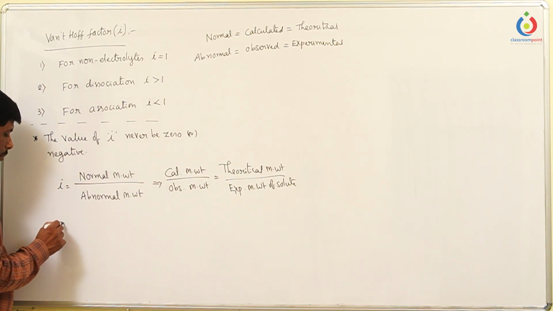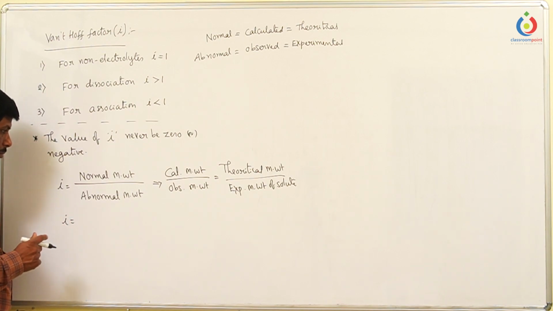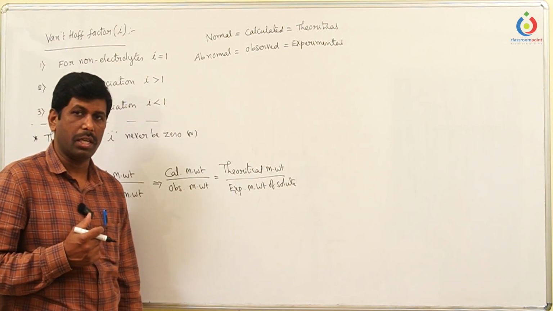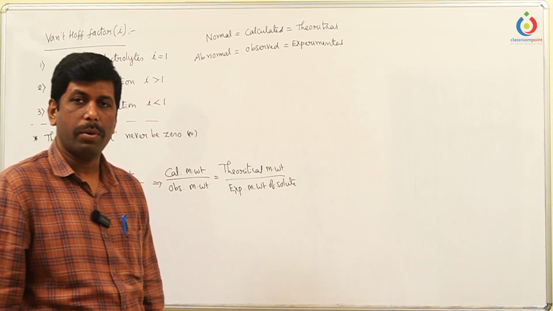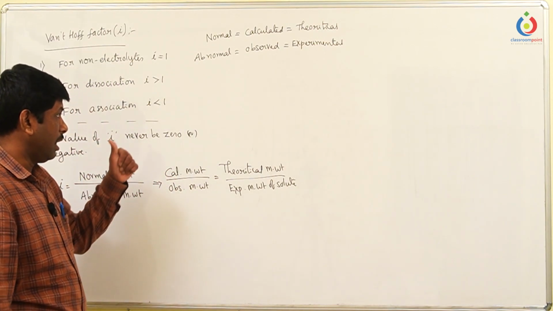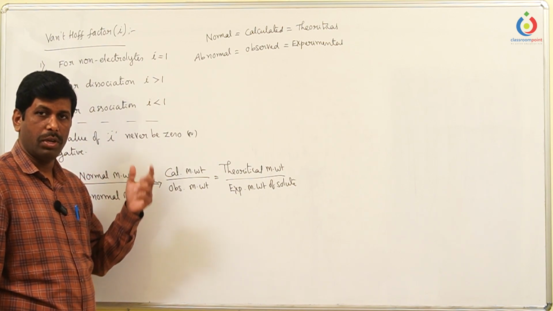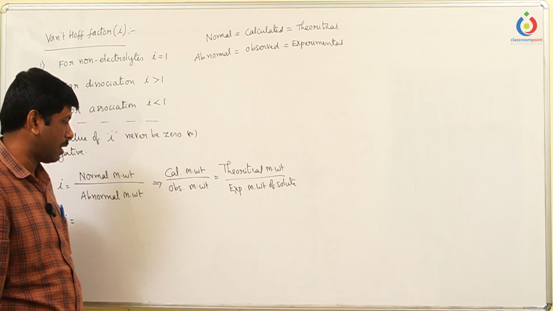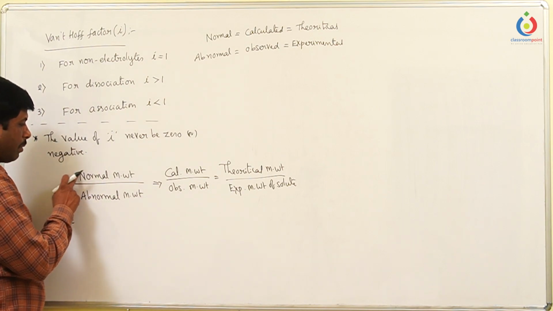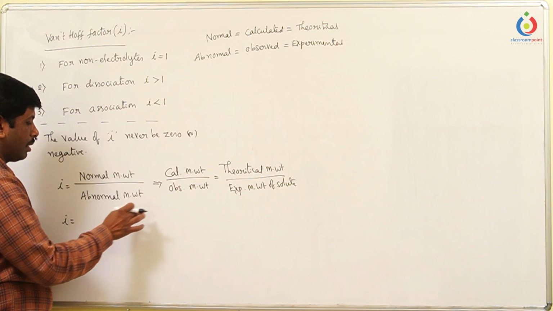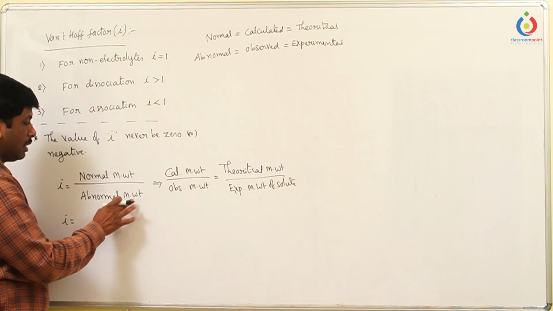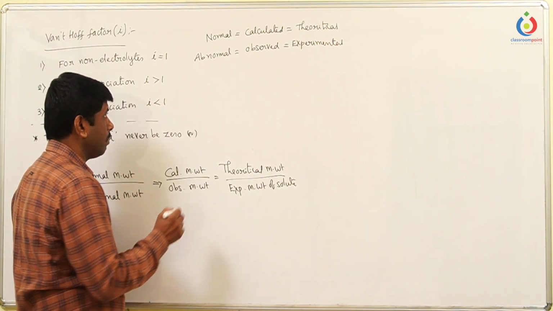Now if molecular masses are not given but colligative properties are given, then how to use the relation between molecular mass and colligative property? Already at the start of the class we have seen that colligative property is inversely proportional to the molecular mass. So normal molecular mass is inversely proportional to the normal colligative property. Abnormal molecular mass is inversely proportional to the abnormal colligative property.